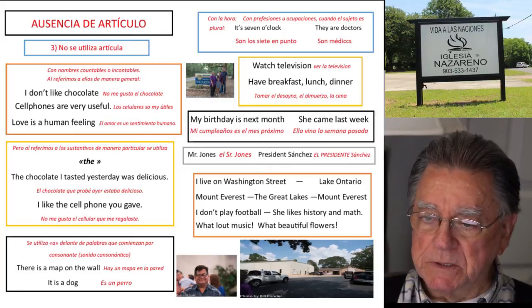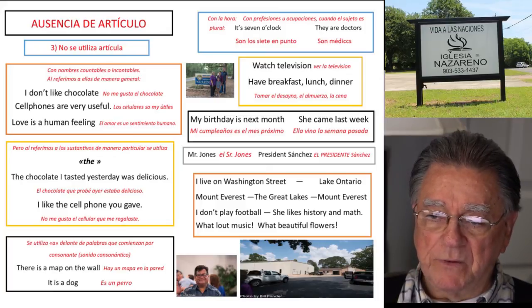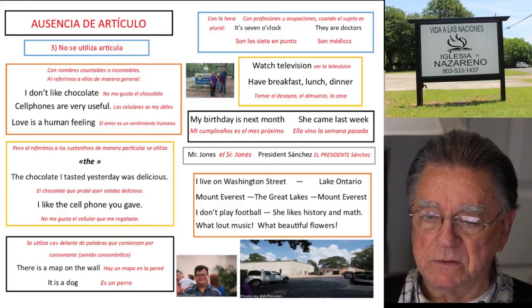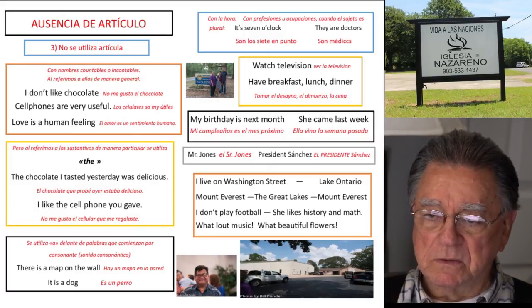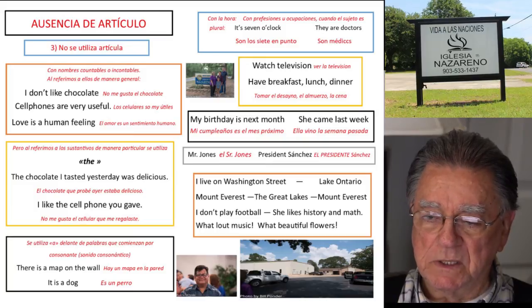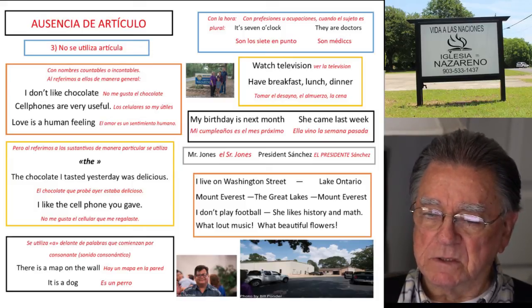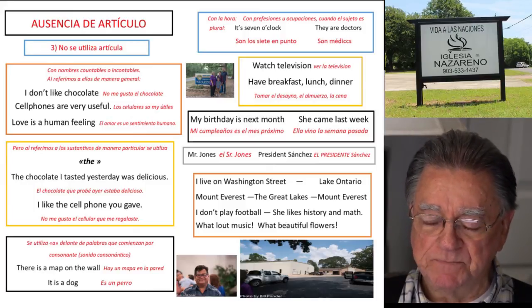And then there is "watch television." Ver la televisión. We don't use "watch the television," we just say "watch television." And I have breakfast, I have lunch, I have dinner. In Spanish we use el desayuno, el almuerzo, y la cena. We just say I have breakfast, I have lunch, and I have dinner there in the present tense.